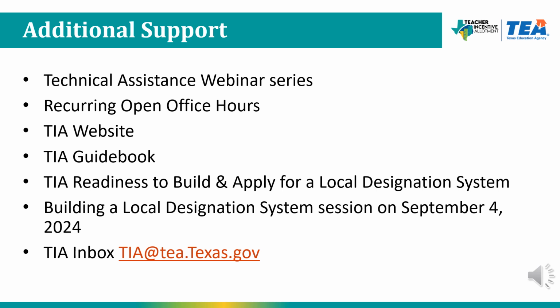More information, including dates, times, and the link, can be found on our Technical Assistance calendar. Our website is also a wonderful resource and contains the resources that we have created to help guide districts through the application process. The TIA readiness to build and apply for a local designation system will be introduced in our September 4th TA session, Building a Local Designation System. Finally, the TIA Guidebook is a wonderful resource for districts on the entire TIA program.